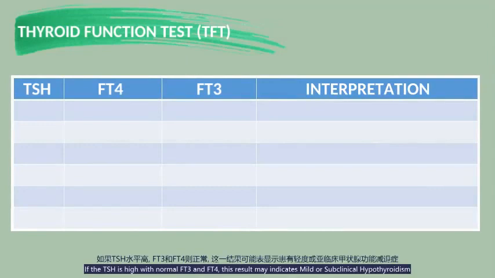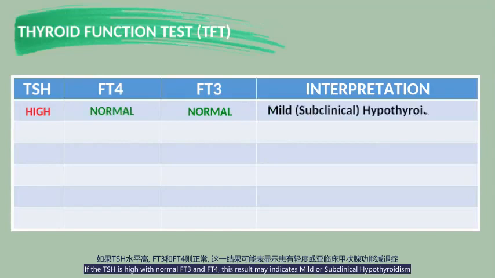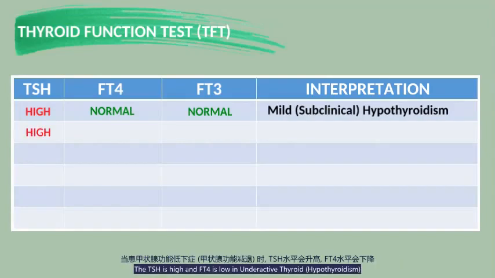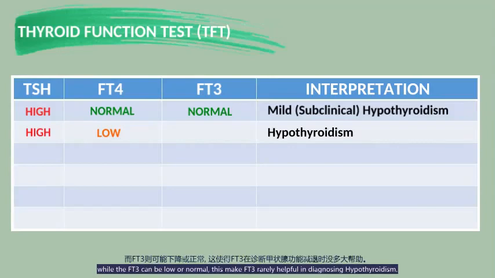If the TSH is high with normal FT3 and FT4, this result may indicate mild or subclinical hypothyroidism. The TSH is high and FT4 is low in underactive thyroid, hypothyroidism, while the FT3 can be low or normal. This makes FT3 rarely helpful in diagnosing hypothyroidism.